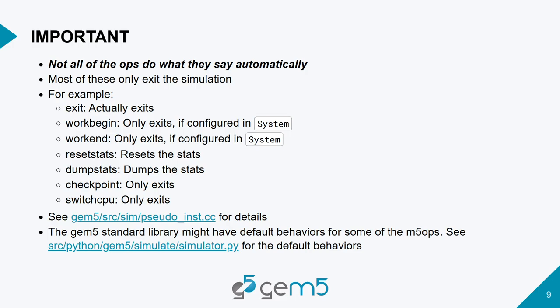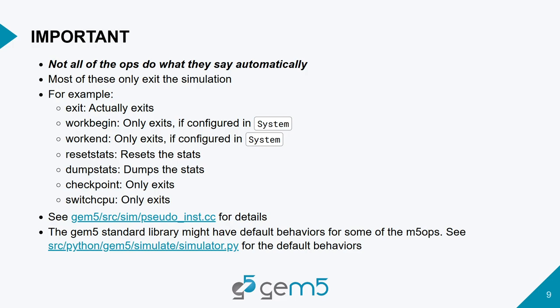And it's our job to configure it to perform as we want. For example, M5 exit actually exits automatically, but for work begin and work end, it only exits if it's configured in the system. For reset stat and dump stat, they actually do what they say, but for checkpoint and switch CPU, it only exits. And we can see the pseudo_inst.cc file under the src/sim folder in gem5 for more detail on how gem5 handles this exit event automatically.